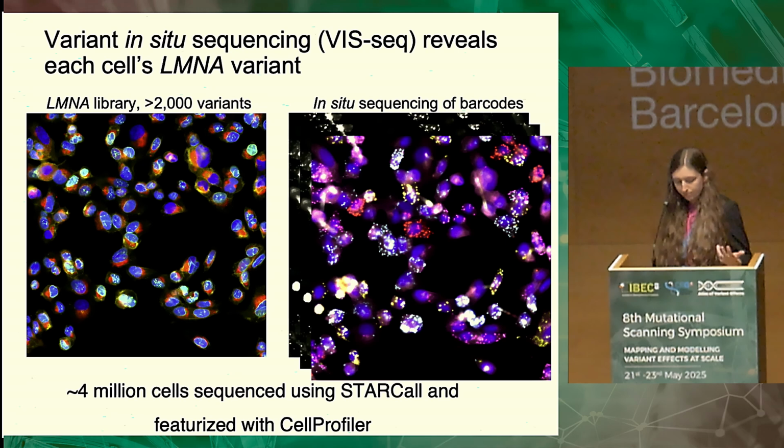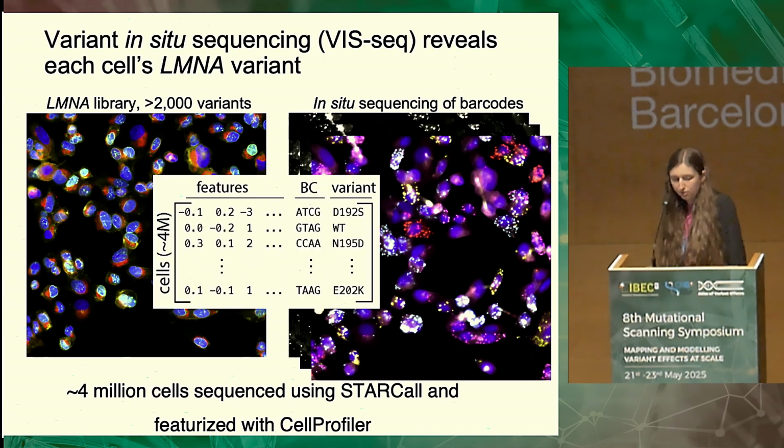In a typical experiment, we can collect around 4 million cells, and we use a pipeline called StarCall, developed by Nick in the Fowler lab. Then we're able to use an analysis called CellProfiler to calculate features for each of the cells. What that looks like is a table where each of the rows is a cell, and it has an associated barcode, which we map to the variant. We can calculate a wide variety of features, including cell size, nuclear size, intensity of each channel, correlation between channels, and other features such as granularity.